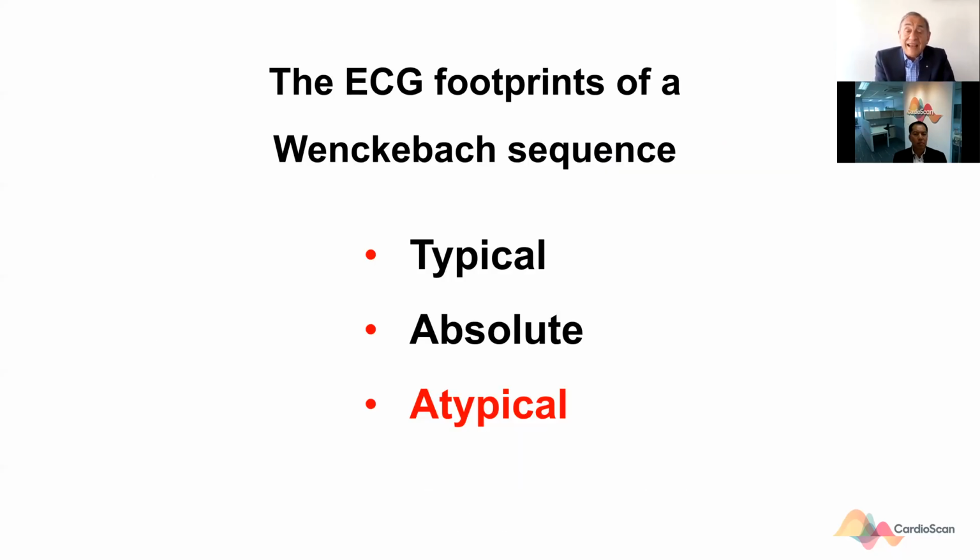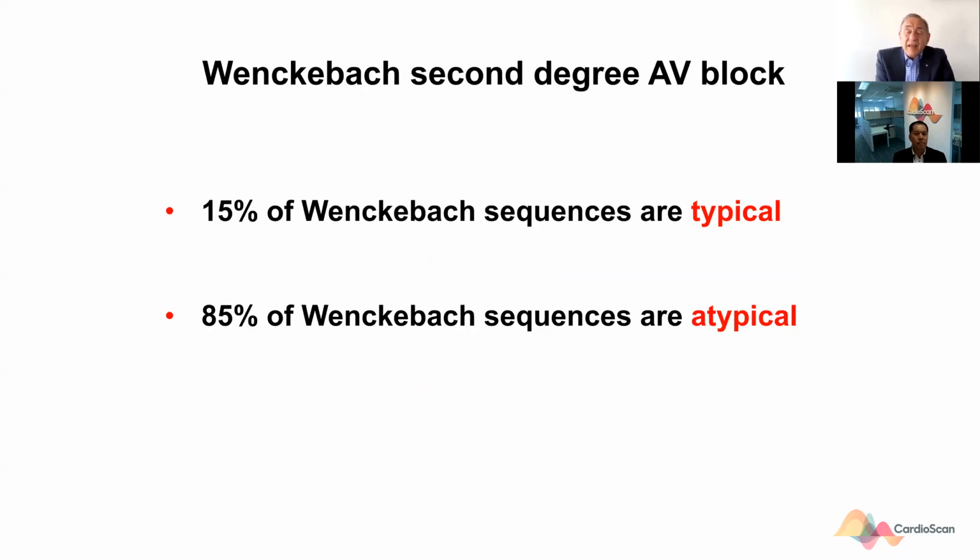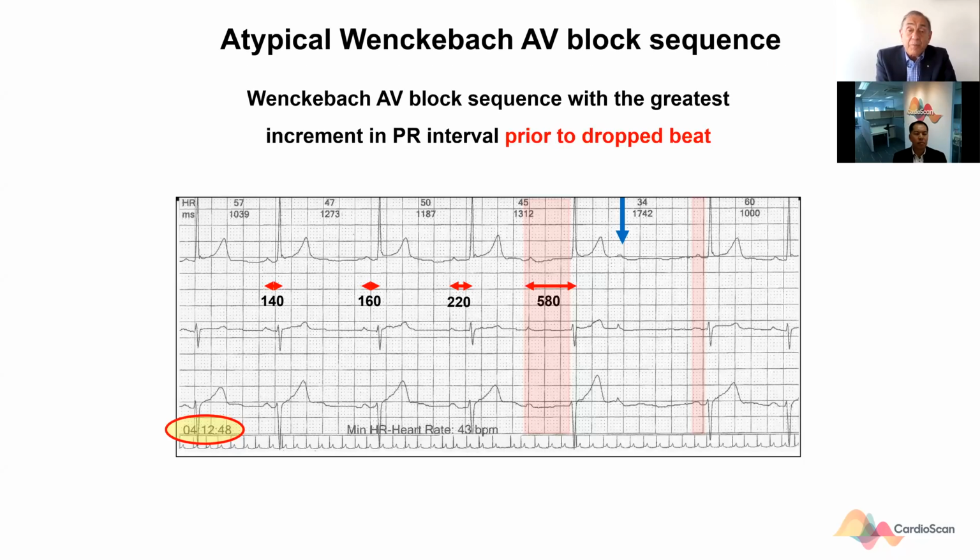And now let's look at atypical. Again, atypical have the features of the absolute longest, shortest, and drop beat. But sometimes it doesn't conform to this. But as you'll see in the examples, we actually can recognize this as Wenckebach if we remember the absolute. About 15% of Wenckebach sequences are actually typical. The vast majority are atypical. So let's have a look at some of these examples.